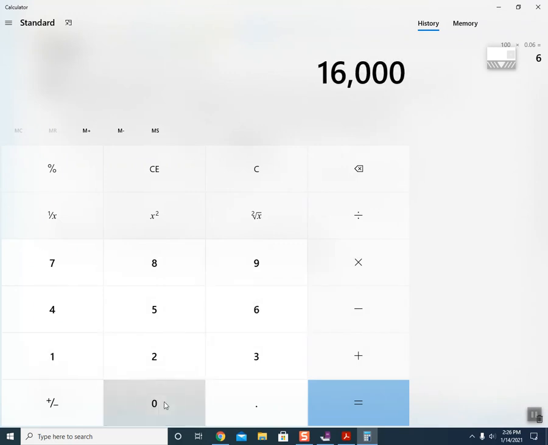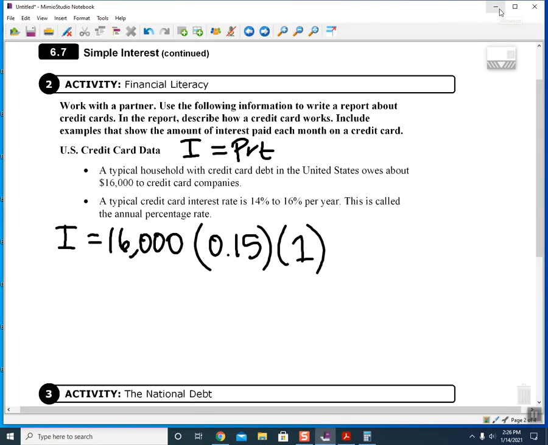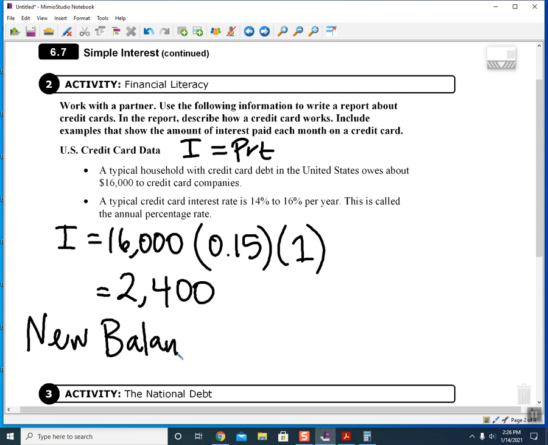16,000 times 0.15. I'm going to make $2,400 on just interest alone. So my interest then is going to be $2,400. What that means is that my new balance would be $18,400. Right? That's a lot of money. So in other words, make sure that you don't go into credit card debt, because that's not good. Okay, so that's what that looks like.